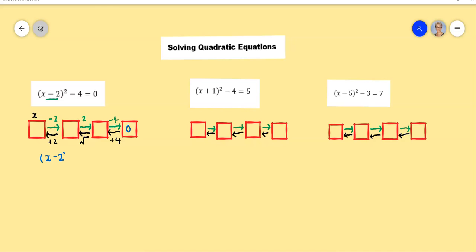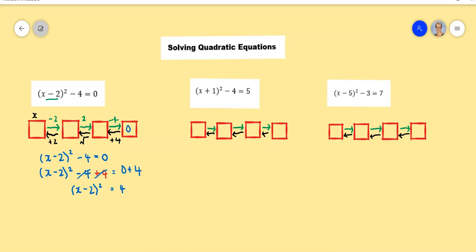X minus 2 squared minus 4 is equal to 0. Now the first thing I'm going to do is add 4 to both sides. So I've got X minus 2 squared minus 4 plus 4 is equal to 0 plus 4. Now, minus 4 and plus 4 will cancel out, and I've got X minus 2 squared is equal to 4.